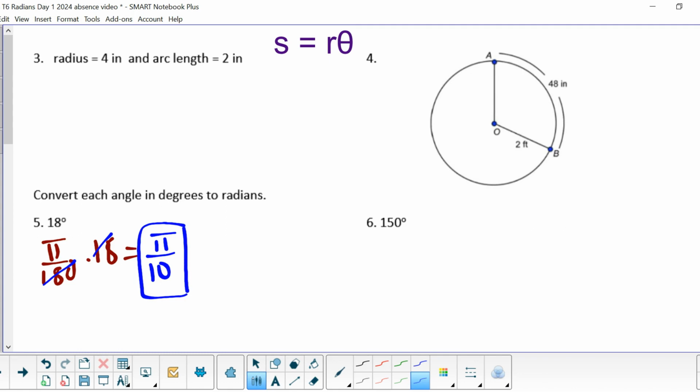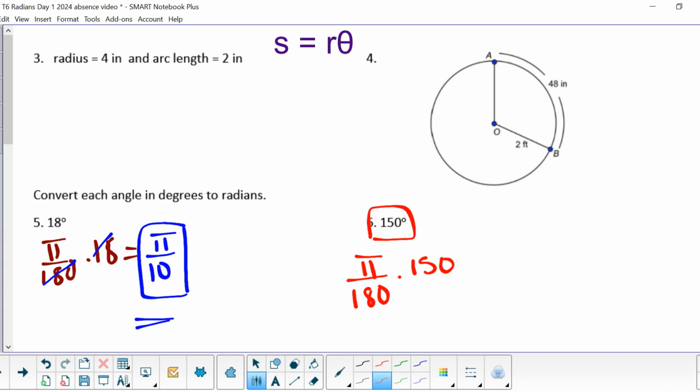Some of these you're going to need to memorize. Not this one. Pi over 10 is not on the unit circle, but we know that 150 degrees is on the unit circle. So at some point in time, you're going to have to be able to memorize these, or at least be able to quickly change from degrees to radians.